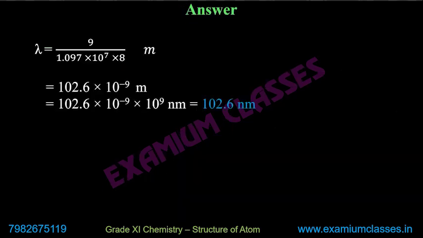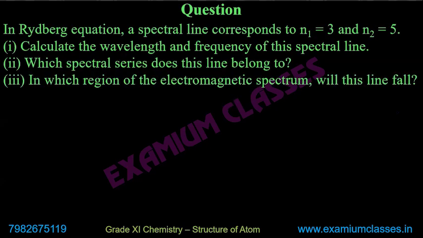Then it is only calculation. So if you can just understand the levels corresponding to Lyman series, Balmer series, Paschen, Brackett, Pfund, and the related formulas, it is just calculation afterwards. Nothing else. Next question. In Rydberg equation, a spectral line corresponds to n1 equals 3, n2 equals 5.